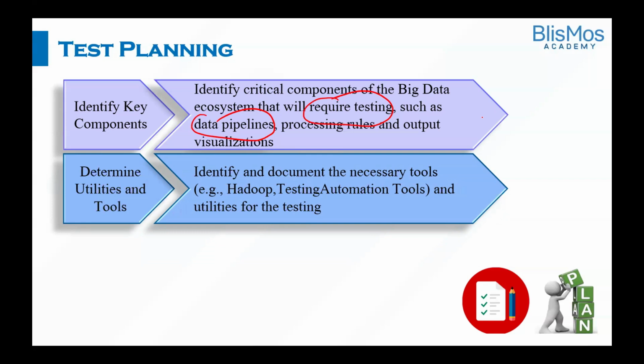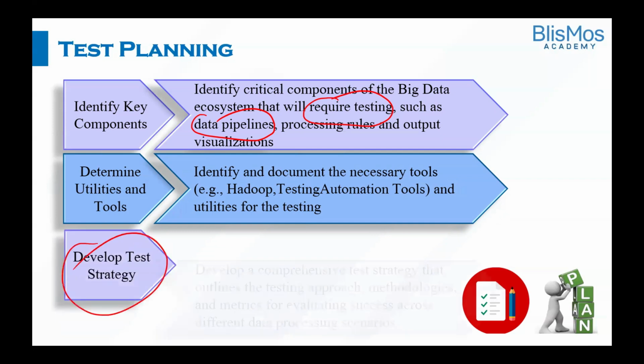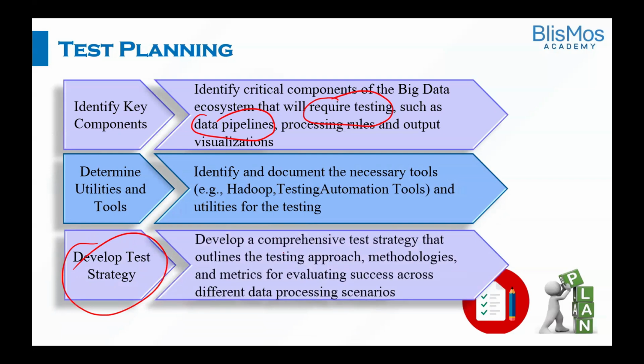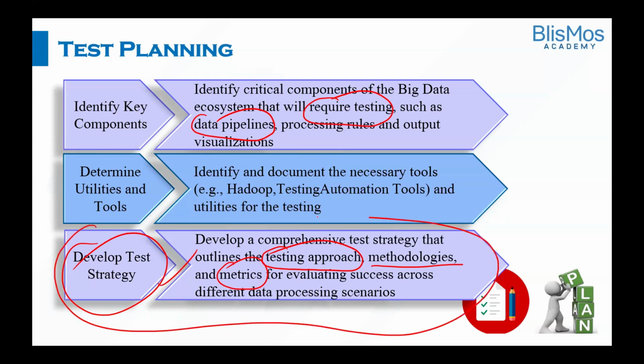Once you determine all these things, you have to develop the test strategy. That would involve various things like what is our testing approach in this project? What are the methodologies? What are the metrics we are going to capture and report? And what is the success criteria? What is the entry criteria? All those things need to be captured as a part of the test strategy.